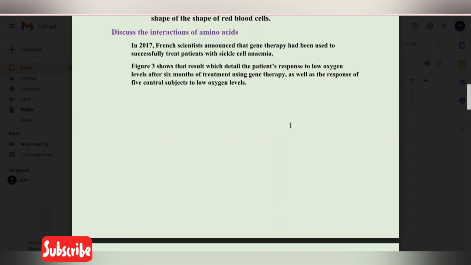sickle cell anemia. Figure 3 shows the results, which detail the patient's response to low oxygen levels after 6 months of treatment using gene therapy, as well as the response of 5 control subjects to low oxygen levels.